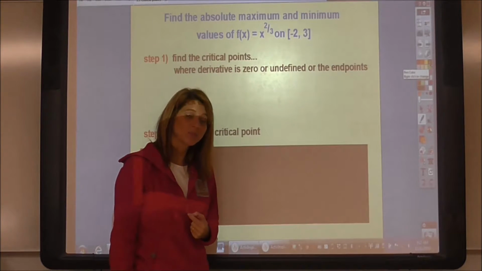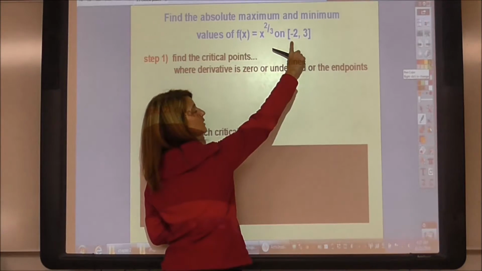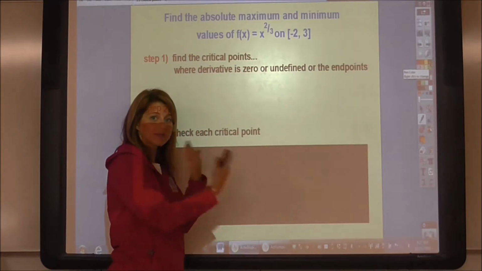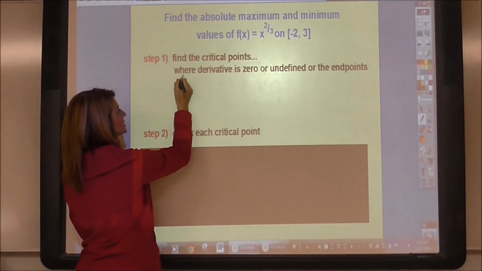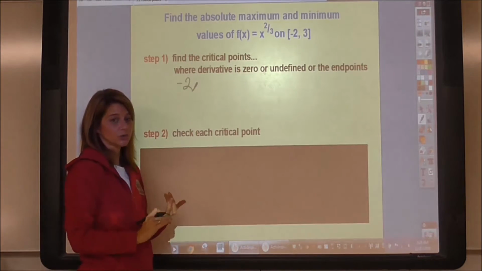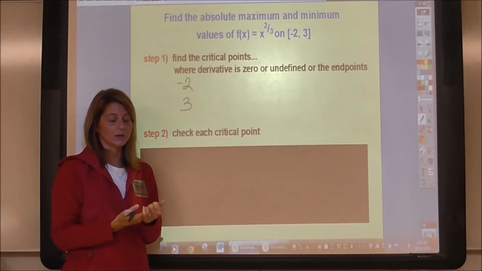Do you have endpoints on this graph? Sure. It says that we're starting at -2 and ending at 3. That's our interval. That's our domain. So I know my critical points, I'm definitely going to have -2 as a critical point, and I'm going to have 3 as a critical point. So I've already got some out of the way.